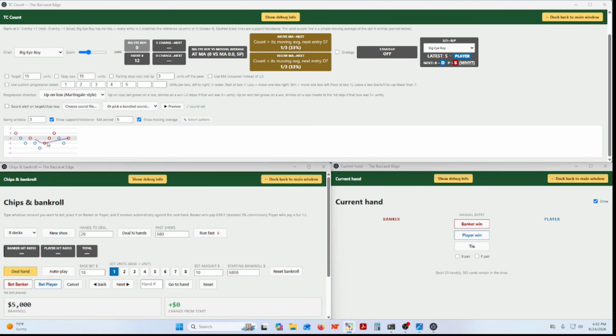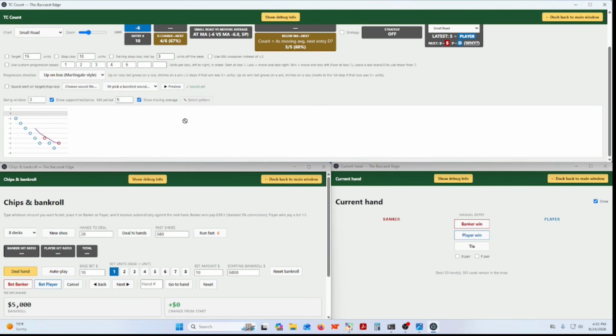So if I want to look at Big Eye Boy, this is the same shoe, but you get a different view of what's going on. That red doesn't mean banker, and that blue does not mean player. Let's get that straight. I'm actually trying to get it straight for me. If I wanted to go down to a small road, this is the small road. This same shoe looks totally different, but guess what? Small road then broke down. And this is a perfect time to talk about this.